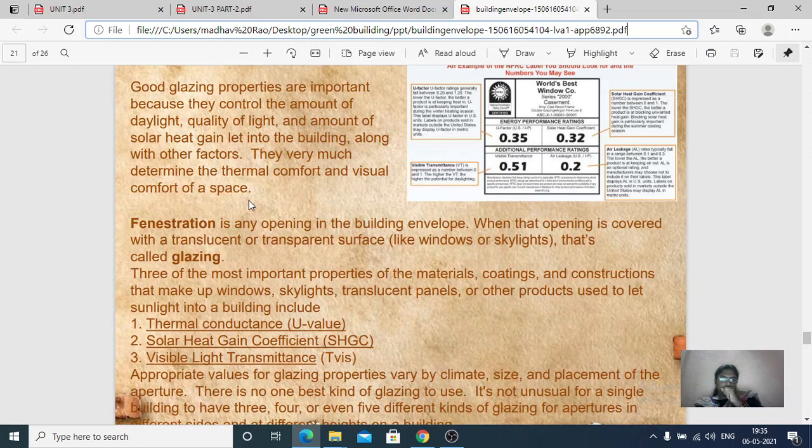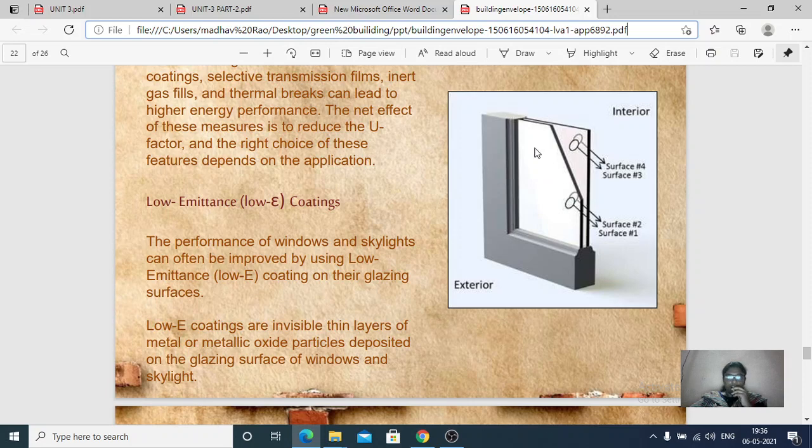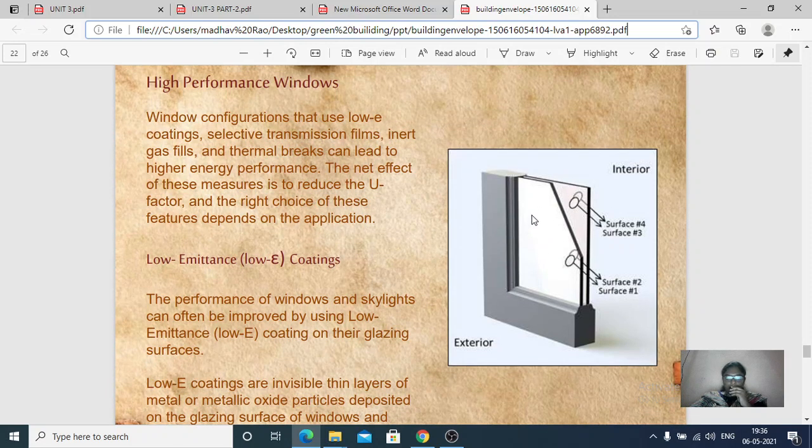So right, three of the most important properties of the materials, coating and construction, that make up windows, skylights, translucent panels and other products used to let the sunlight into the building include thermal conductance. Under thermal conductance you will have U value, solar heat gain coefficient. So right, solar heat gain coefficient, that too we will be using in green buildings. Visible light transmittance. Here you can see the high performance windows here.